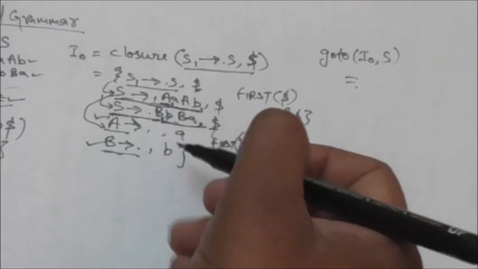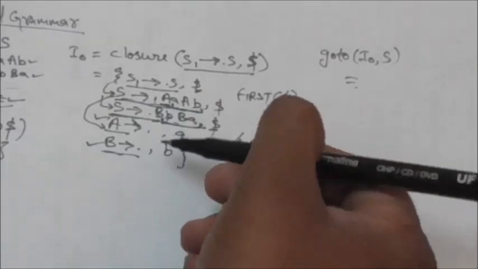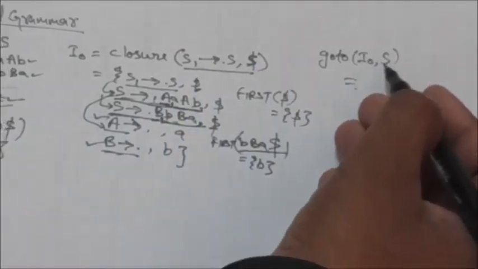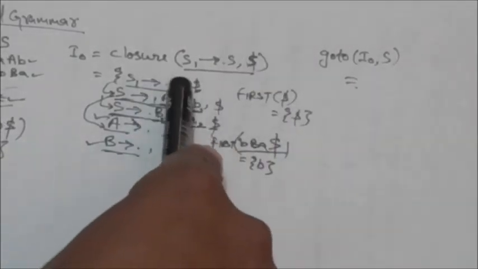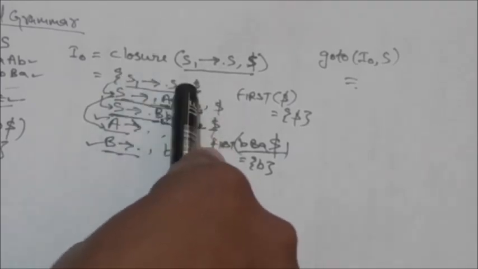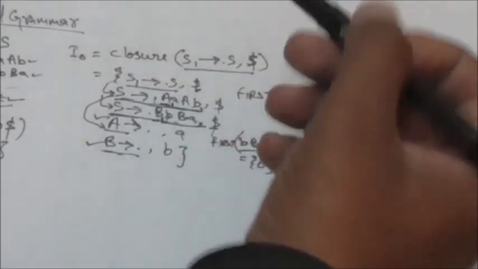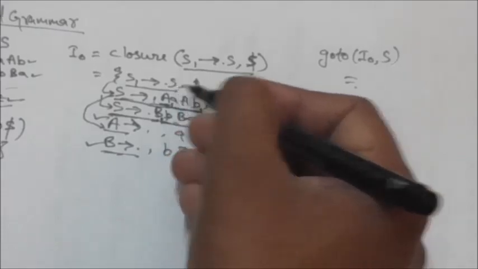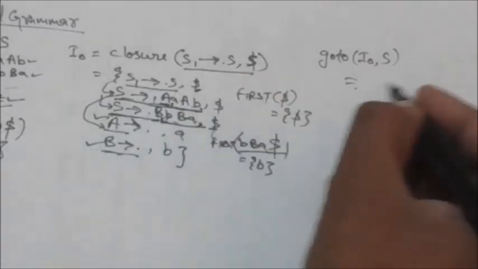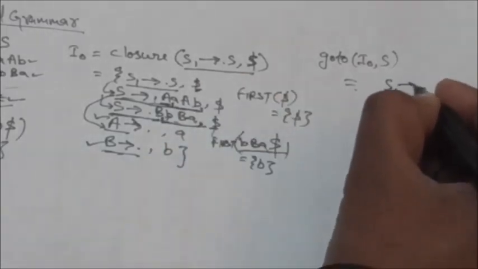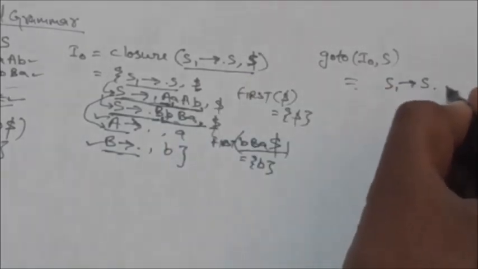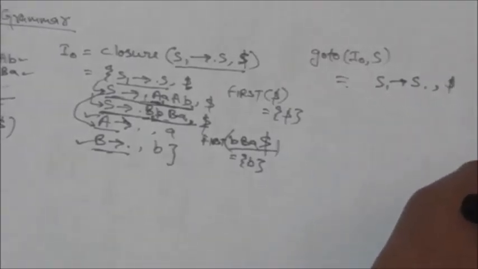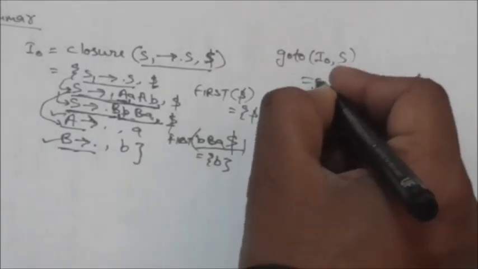Now see, in this state I0, see the item where dot is followed by non-terminal symbol S. Here you can see that there is only one item where dot is followed by non-terminal symbol S. So in this item, I will shift this dot to the right of non-terminal symbol S. Then I will get this item. Now what I need to do, I will take closure.